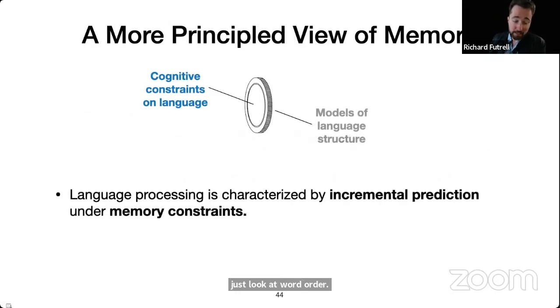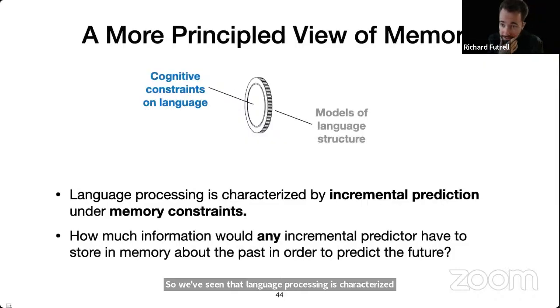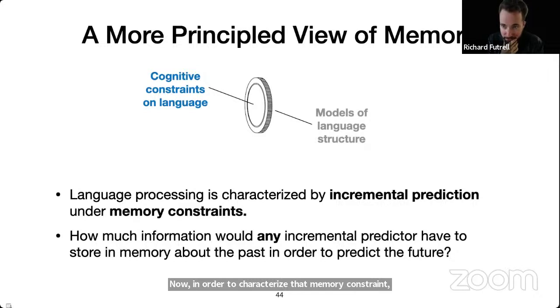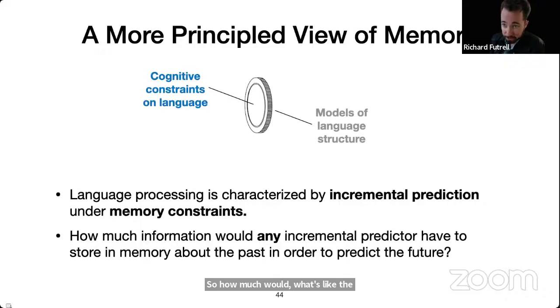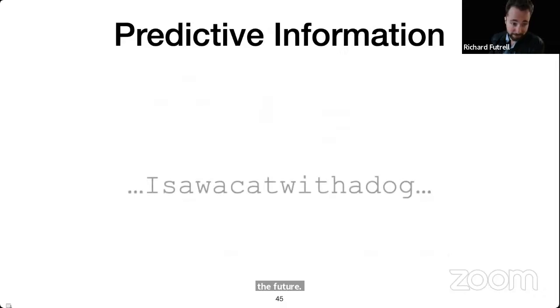So we've seen that language processing is characterized by incremental prediction under something like memory constraints. Now, in order to characterize that memory constraint, I'm going to ask how much information would any incremental predictor have to store or use in memory about the past in order to predict the future, where the past is everything I've said so far and the future is everything I will say. So what's the minimum that any ideal predictor would have to store in order to predict the future? This is given to us by this quantity called predictive information.